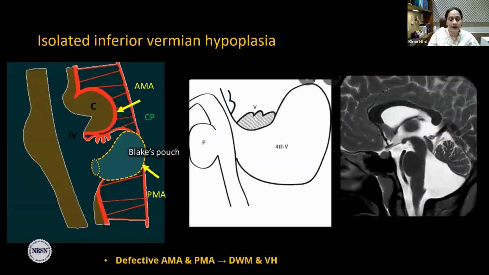So remember, just a simple recall: any defect in embryological life occurring during the formation of the anterior and posterior membrane area, if it's a mild insult, may result in the inferior vermian hypoplasia. If it's a severe insult, then that can lead to the Dandy-Walker malformation.